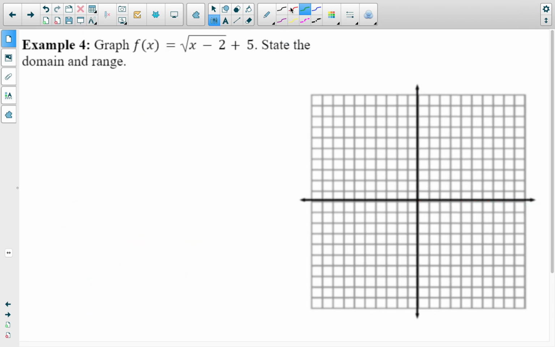Okay, sketch yourself a little graph and see what you end up with. Pause the video, try this example. Okay, hopefully you have something like this.